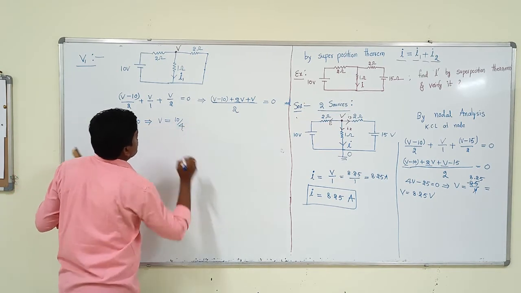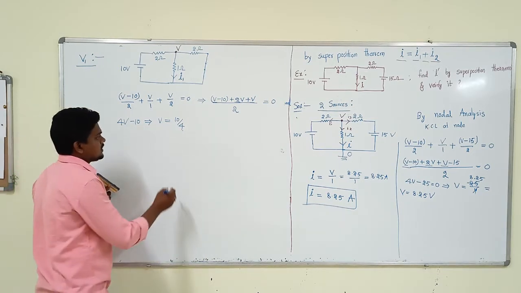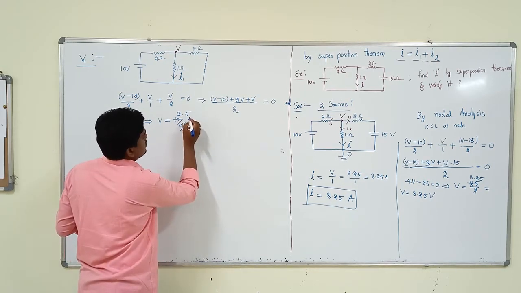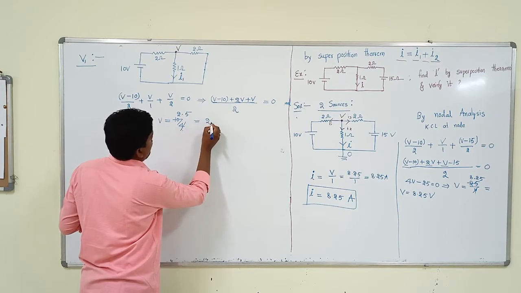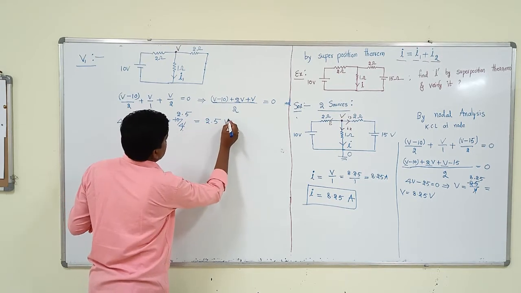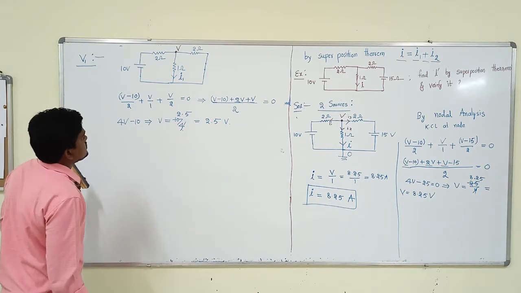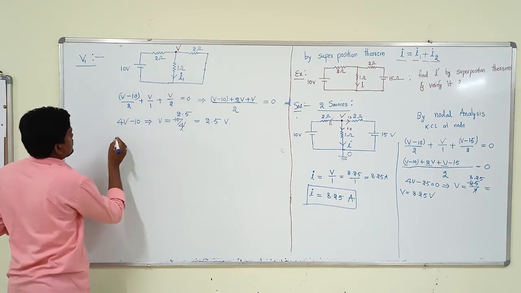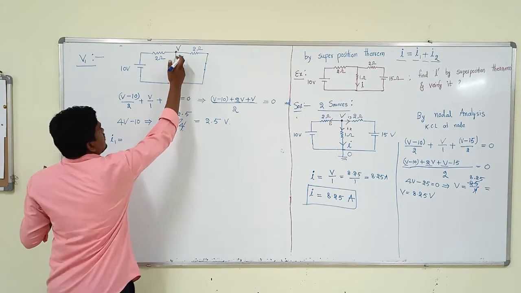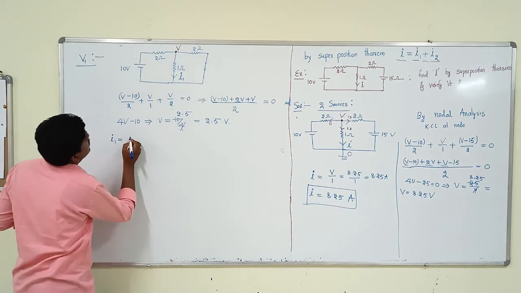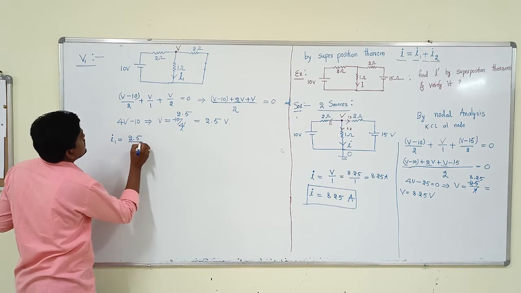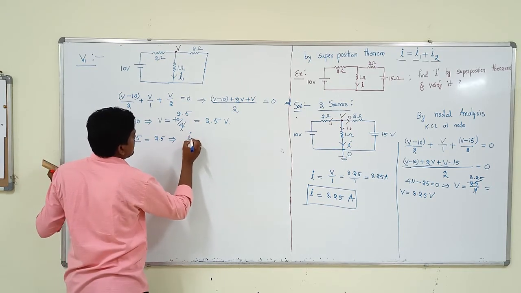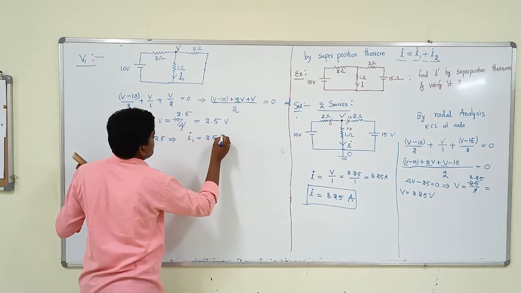V equals 10 by 4, that is 2.5 volts. The current I1 is voltage by resistance. The voltage is 2.5, the resistance is 1, so that is 2.5 amperes. So finally we find the current I1 is 2.5 amperes.